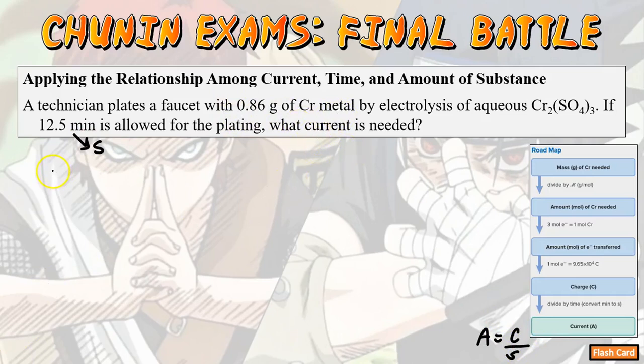We also need to make sure we write the half reaction for a chromium 3 plus reduction to get the amount of moles of electrons transferred per mole of chromium. And again, that usually is going to be given to you, so you'll see me just write it out here. And then finally, we just need to convert the mass of chromium needed to the amount of moles of chromium, and then we can use Faraday's constant to find the charge, and then we'll find the current. So let's go ahead and get started.